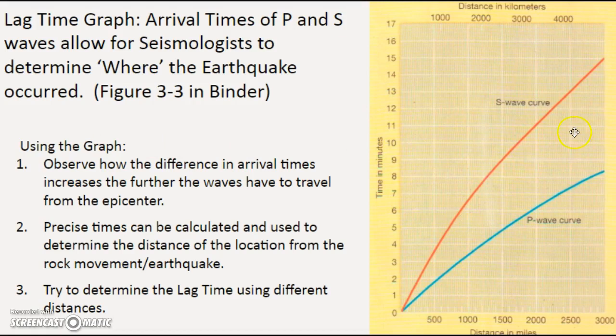So we're going to reference this lag time graph. The arrival of the P and S waves allow for seismologists to determine where the earthquake occurred, and this will be figure 3.3 in your binder. Observe how the difference in arrival times increases the further the waves have to travel. Right, further away you have greater lag time, and closer together you have a smaller difference between the arrival of the P wave and arrival of the S wave. You're going to have a smaller lag time closer. The precise times can be calculated and used to determine the distance of the location from the rock movement or the earthquake. You'll need to try to determine the lag time using different distances.